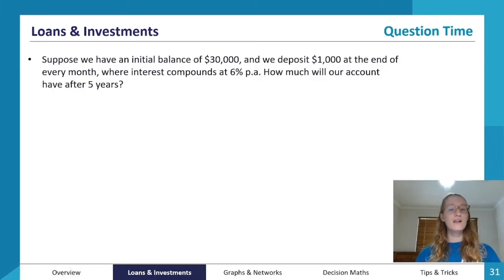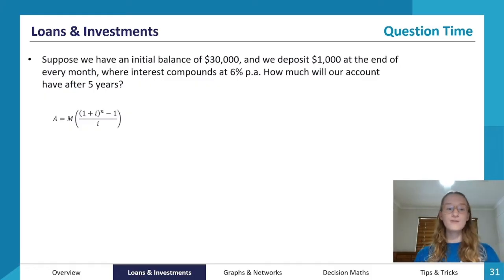Suppose we have an initial balance of $30,000. Interesting, we're going to have to use the compound interest formula as well as the annuities formula. And we deposit $1,000 at the end of every month, so we're looking at monthly. And interest is compounding at 6% per annum. How much will be in the account after 5 years?